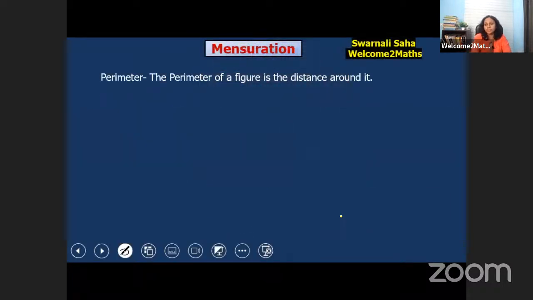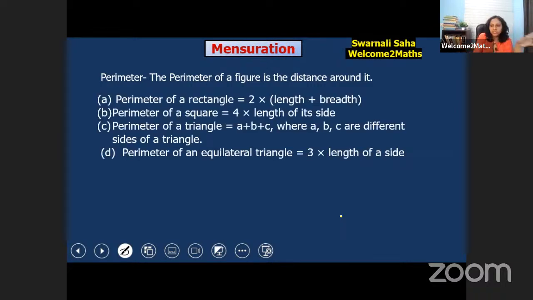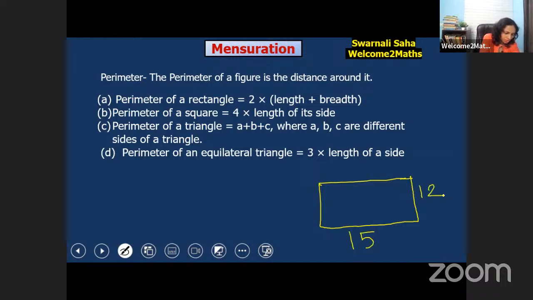So first is perimeter. What is perimeter? The perimeter is the distance around it. There are some examples, like the perimeter of a rectangle. So let's draw a rectangle here. It's 2 into L plus B, you all know. So here we have 15 and 12. 15 meter and 12 meter, length and breadth. Now you have to find out the perimeter of this rectangle.